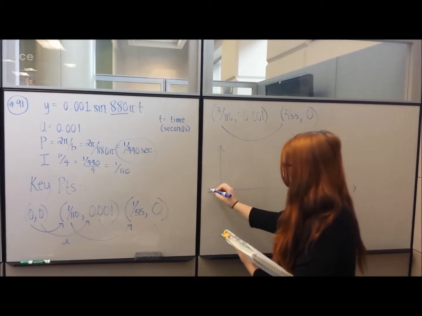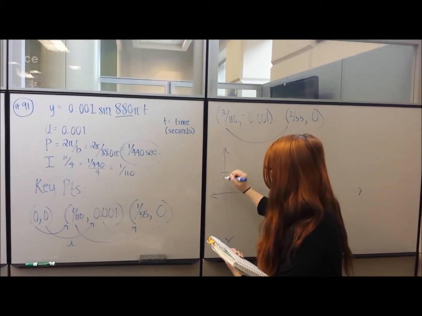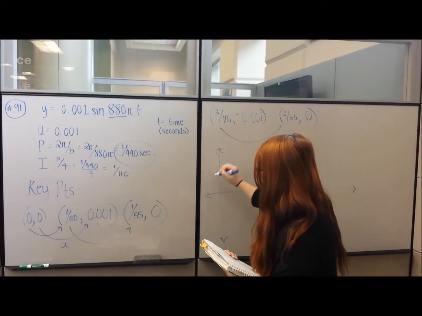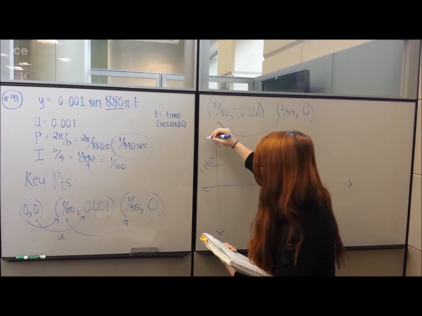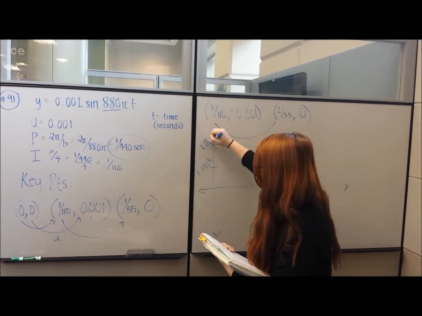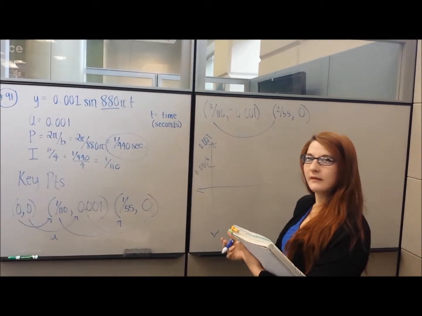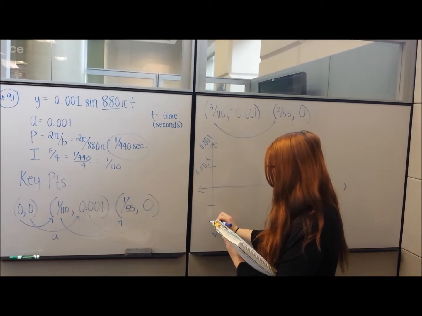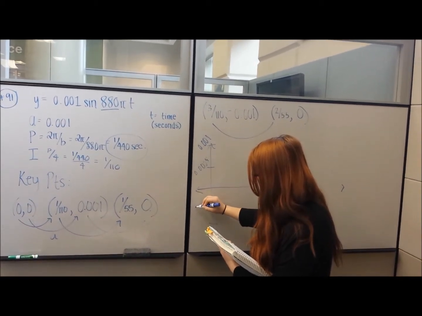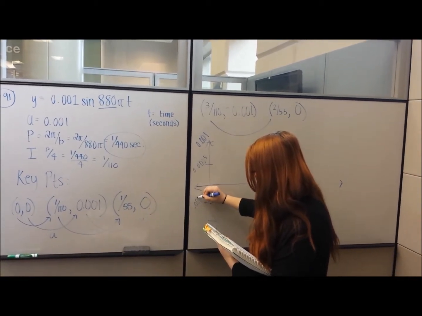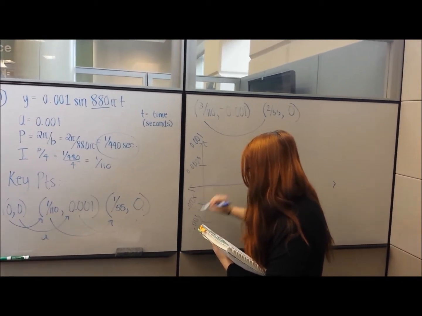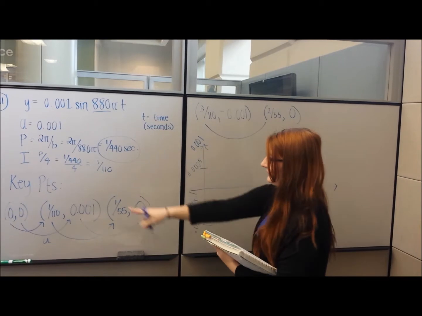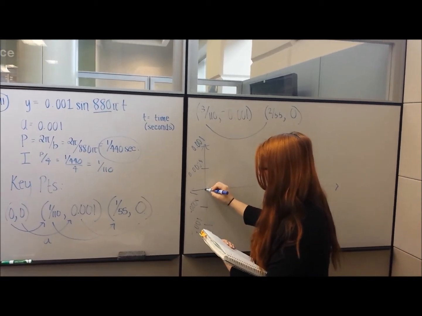Got our x and y axis. We're going to do 0.0005 and 0.001 just for the sake of seeing our full graph. And then we have negative 0.0005 and negative 0.001. Our first key point is going to be 0, 0.